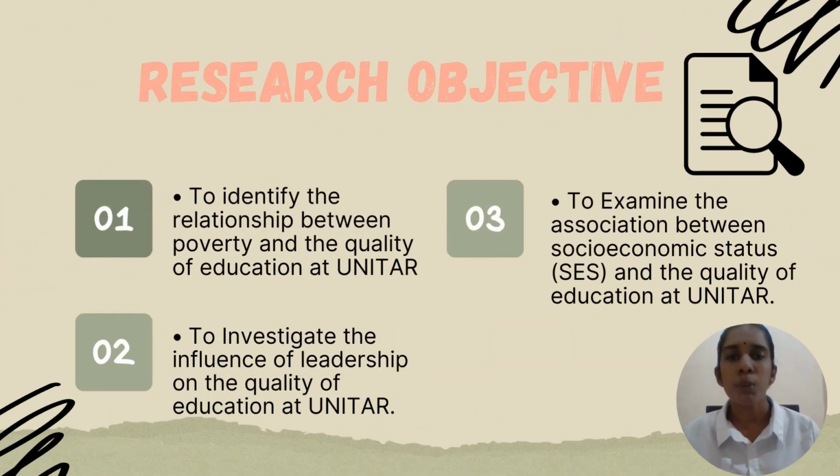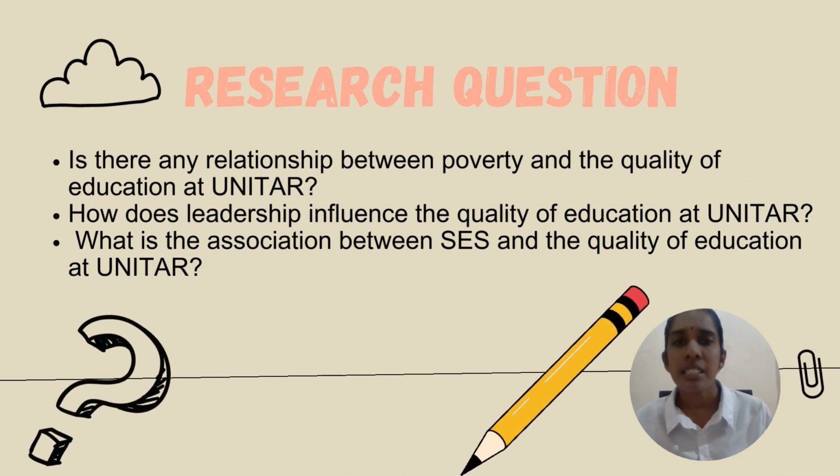Let's see the research objectives. First, to identify the relationship between poverty and the quality of education at UNITAR. Second, to investigate the influence of leadership on the quality of education at UNITAR. Third, to examine the association between socio-economic status (SES) and the quality of education at UNITAR. Let's see the research questions.